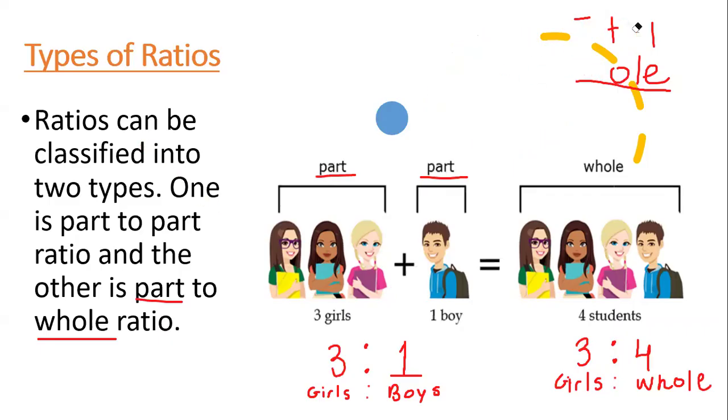Okay, so what I want to do is move on to the next one, but I want someone to read this part. Any volunteers to read? Ratios can be classified into 2 types. One is part-to-part ratio and the other is part-to-whole ratio. Very good. Thank you. And Urban, you wanted to read too?